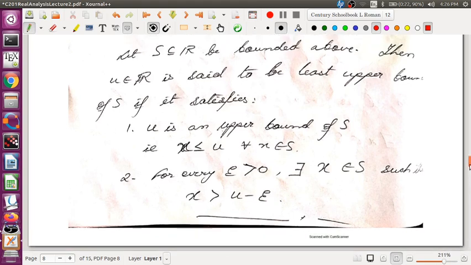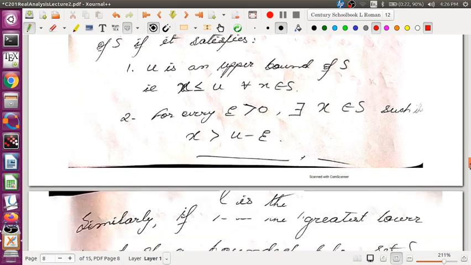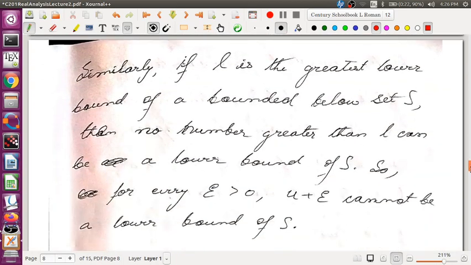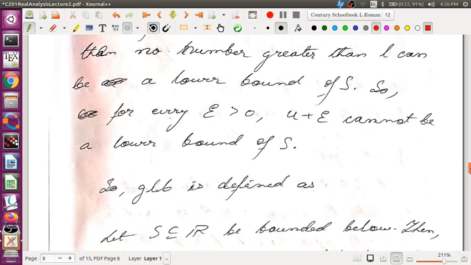Okay. So similar to this, for the greatest lower bound also we can have this type of definition. If L is the greatest lower bound of a bounded below set, then no number greater than L can be a lower bound of S. So for every epsilon, L plus epsilon cannot be a lower bound.